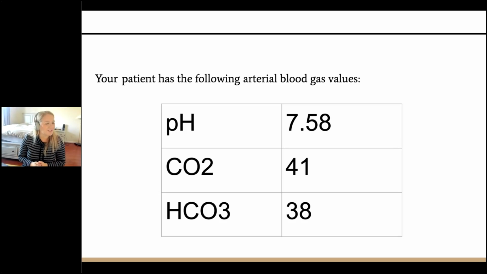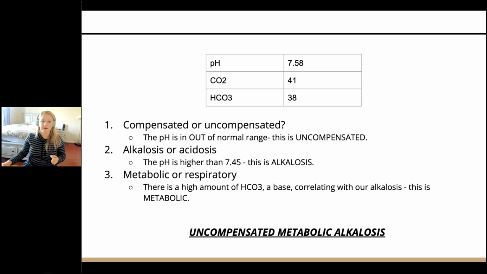Absolutely, it's metabolic. When we look at our CO2, it's normal, 35 to 45. Okay, not a problem. But then when we come down to our bicarbonate, 38, whew, that's pretty high. That's much higher than that normal range of 22 to 26. So we see that a high bicarb, extra base, too much base, has made us alkalotic. This is an uncompensated metabolic alkalosis. So what could have caused this, guys?